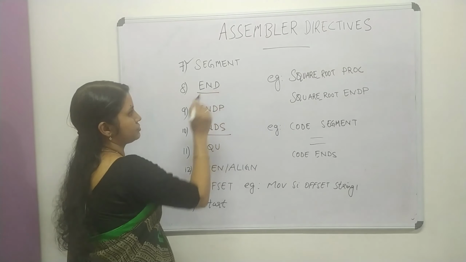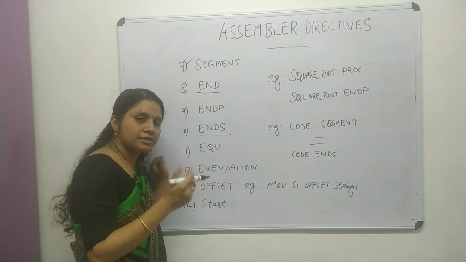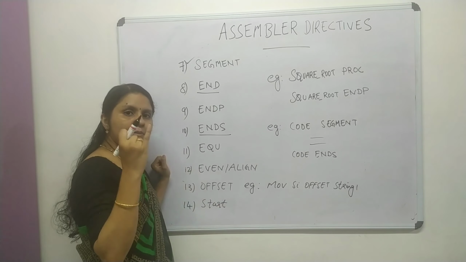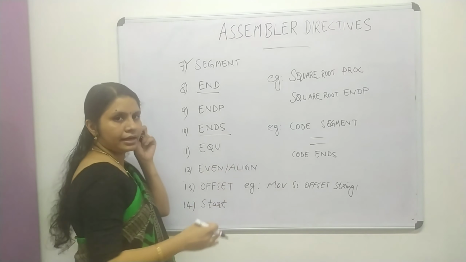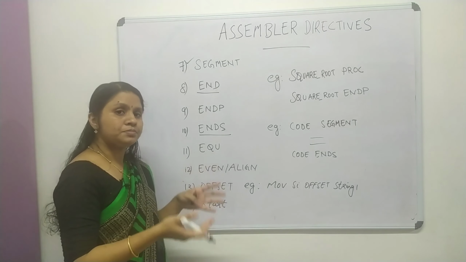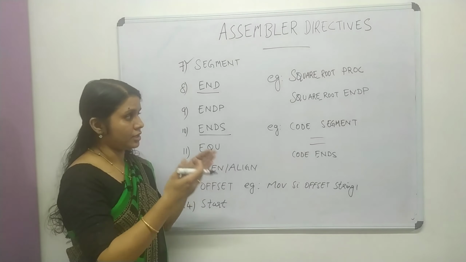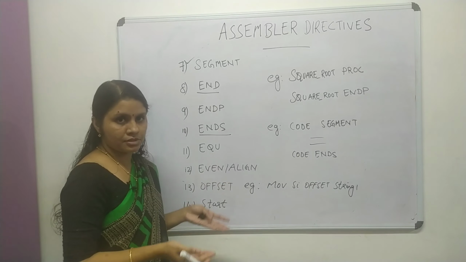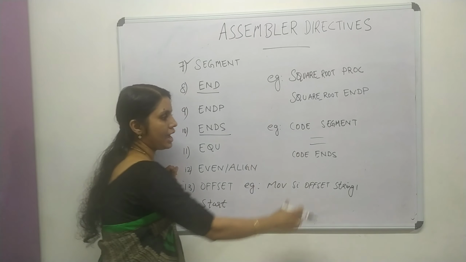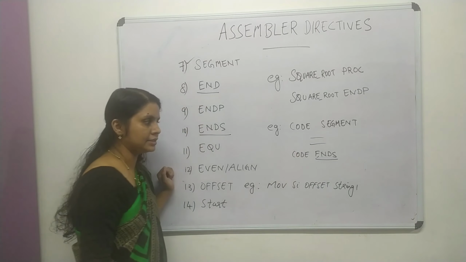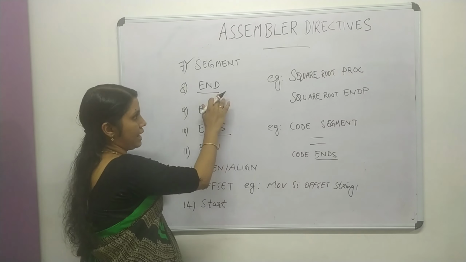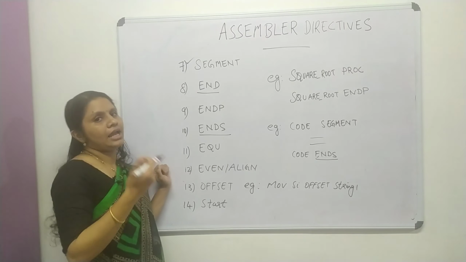And this END is used to indicate the end of a program. There can be a program, procedure, segment and all that, right? I told you that the main task of an assembler directive is to inform the assembler about the start or end of a segment, procedure, or program. So this indicates the beginning of the code segment, and ends indicates to the assembler that the segment is ending. And the end directive is used to indicate the end of a program.